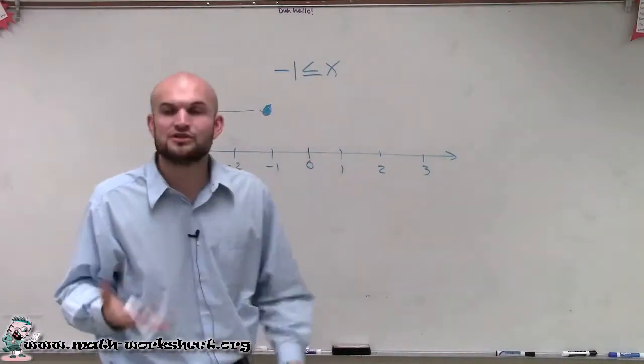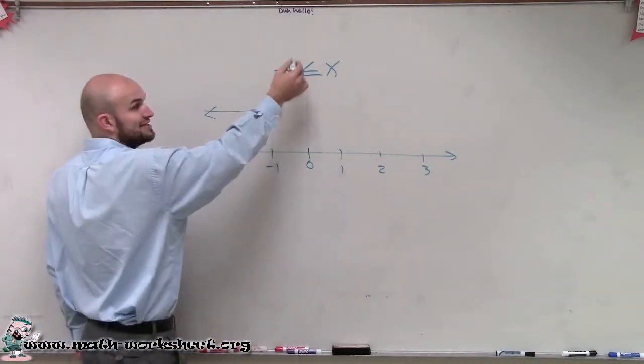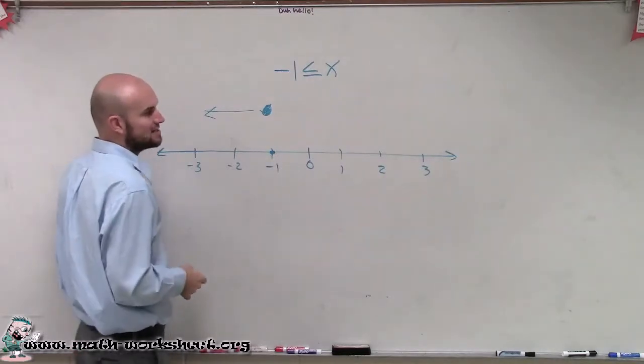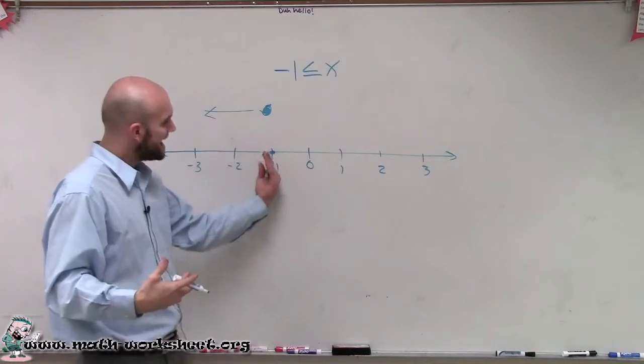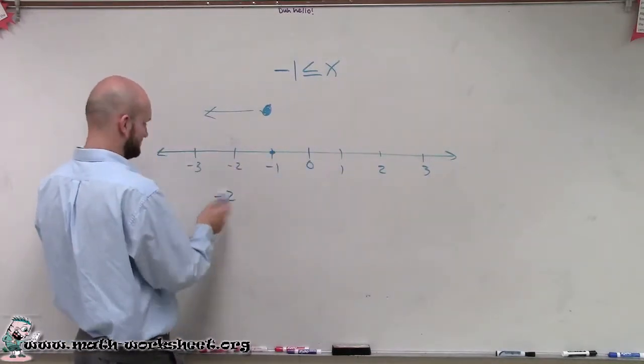The best way, guys, to understand this is to create test points. So we know there's going to be a circle, either open or filled, at -1. So we start with the little dot. Then we pick 3 test points: a test point to the left, at the dot, and to the right. So let's do -2.